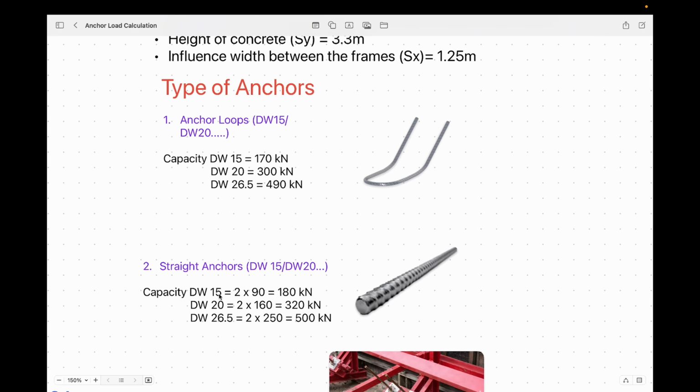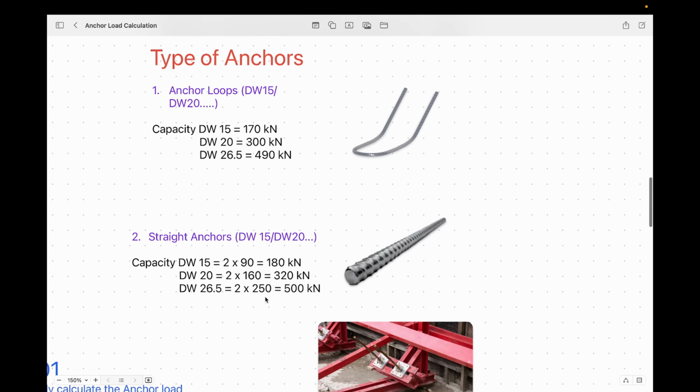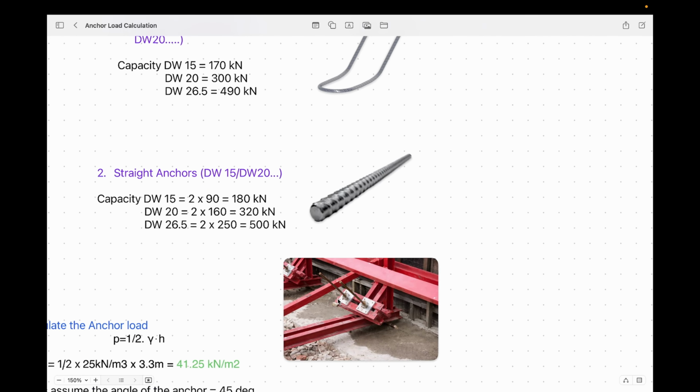So it's already mentioned here, DW 2 into 90 is equal to 180. Why have I multiplied with the 2? This means one straight rod can take up to 90 kilonewton load. I have multiplied with the 2 because generally the anchors are placed like this. We have a single-sided bracket, and the anchors are connected with the help of the rails. So here they have used two anchors with an angle of 45 degrees.